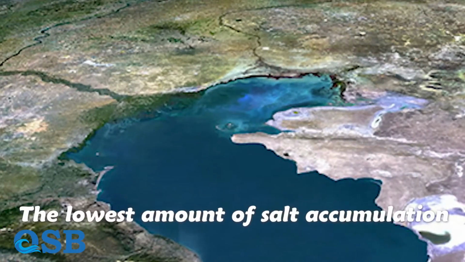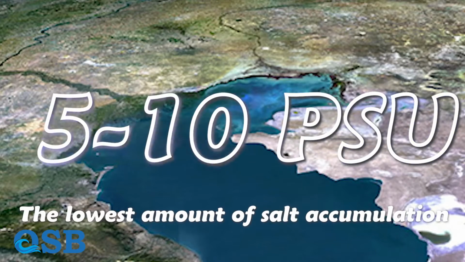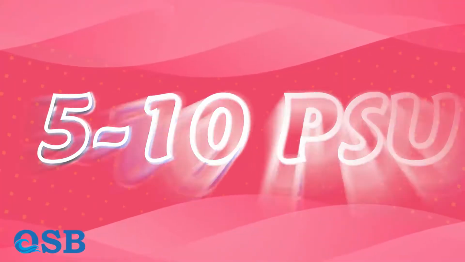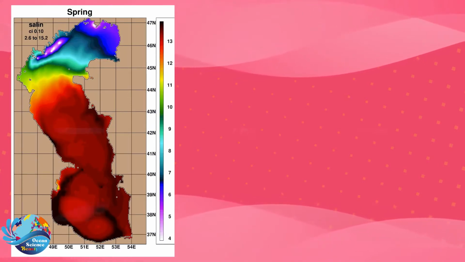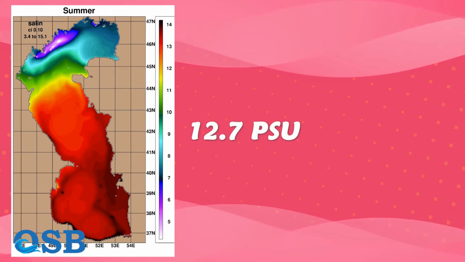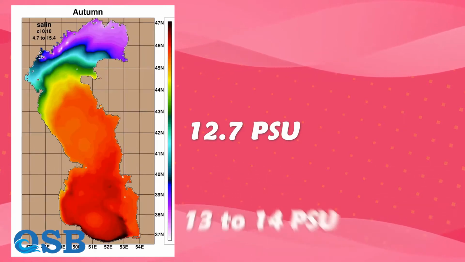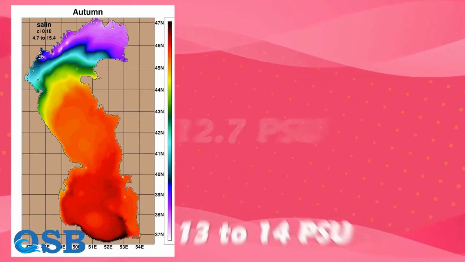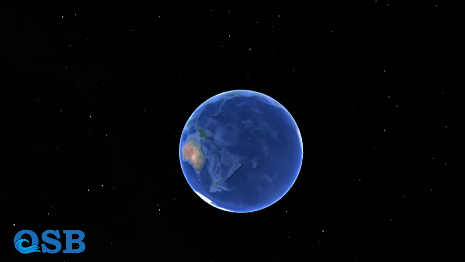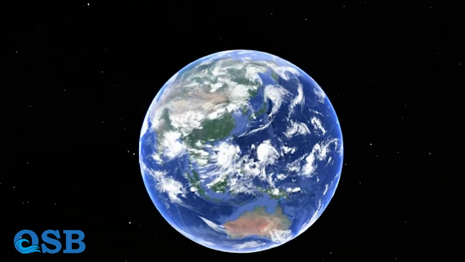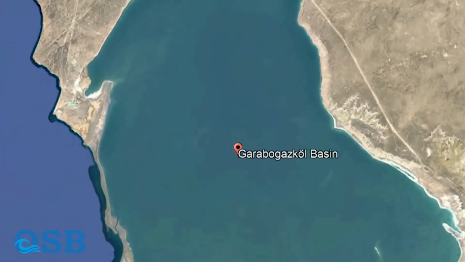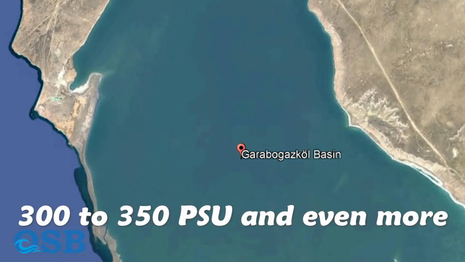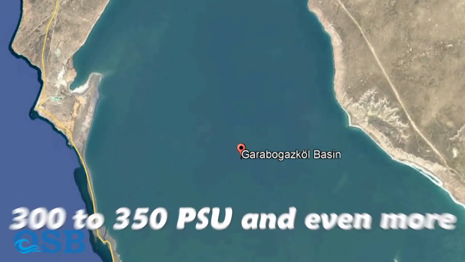The lowest salt accumulation is in the waters of the North Caspian Sea, which can be between 5 and 10 PSU, although very close to the river, it can be 2 to 4 PSU. While the mean salinity of the Middle Caspian Sea is about 12.7 PSU, the average for the southern basin is 13 to 14 PSU. Again, unusually, the highest concentration of salt in the Caspian Sea is in Ghara Baghaz Gulf. The salinity of the water in this gulf sometimes reaches 300 to 350 PSU and even more.